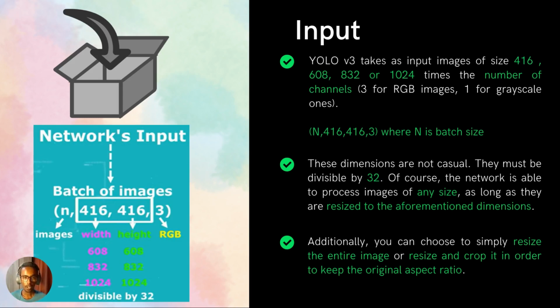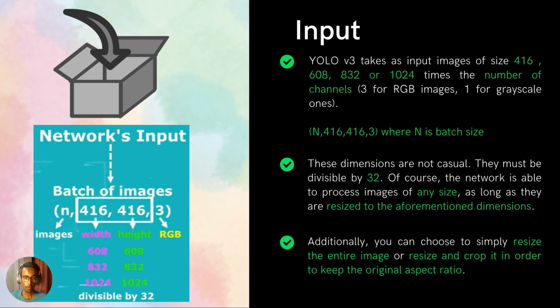And these dimensions are not casually selected. They must be divisible by 32. So we're not just selecting these numbers randomly. We're handpicking these numbers because we want to detect objects at different scales in the YOLO architecture. These numbers must be divisible by 32. And if they're divisible by 32, that means they're divisible by every number that is a factor of 32. So they will be divisible by 2, 4, 8, 16, and so on.